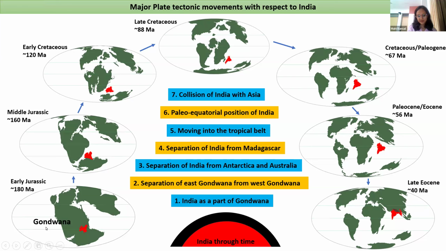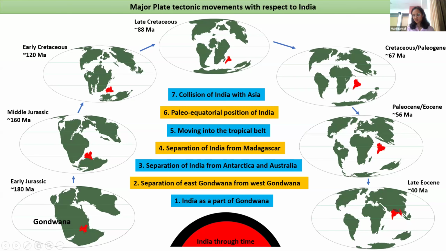Around 180 million years ago, India was a part of a huge landmass called Gondwana land, and it was situated in the southern hemisphere. Now, with time, all the continents of the Gondwana landmass started to drift apart, and this Indian plate also started to move from southern hemisphere to northern hemisphere.